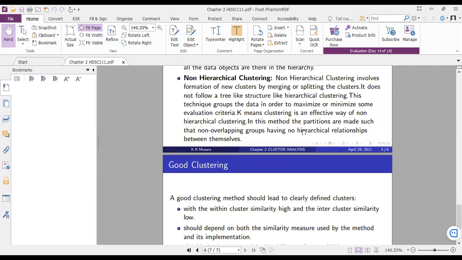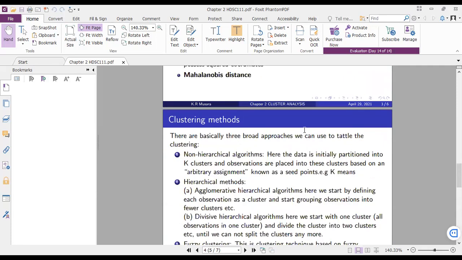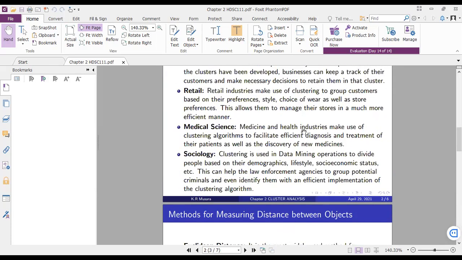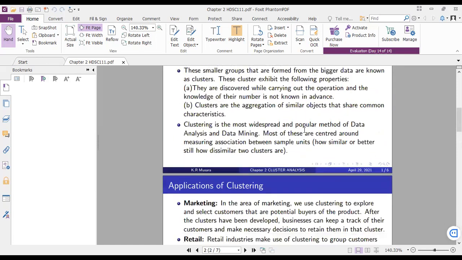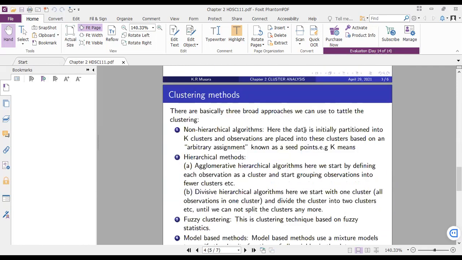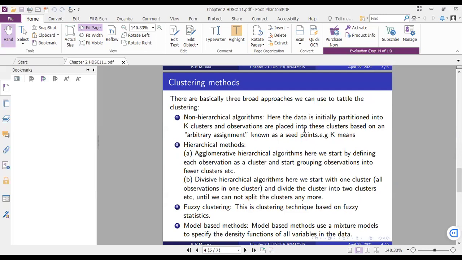Now we have to get deeper into these methods of clustering: hierarchical, non-hierarchical, fuzzy, and model-based. If you're keen, you can find material on clustering online. Start learning, get on YouTube, get on the internet, Google about clustering, and they can give you examples, how you operate them and how you interpret them.